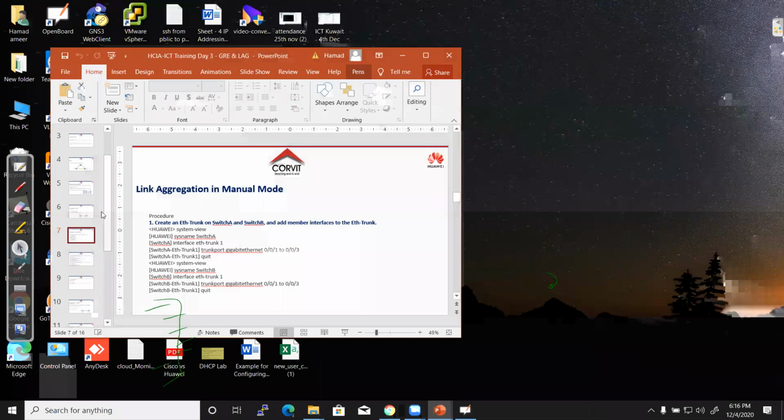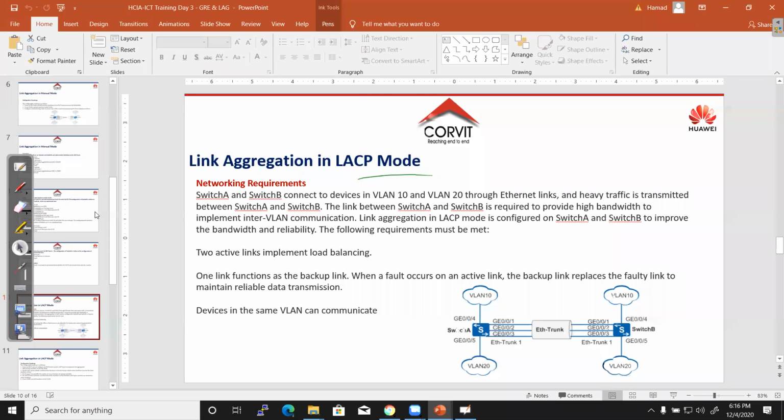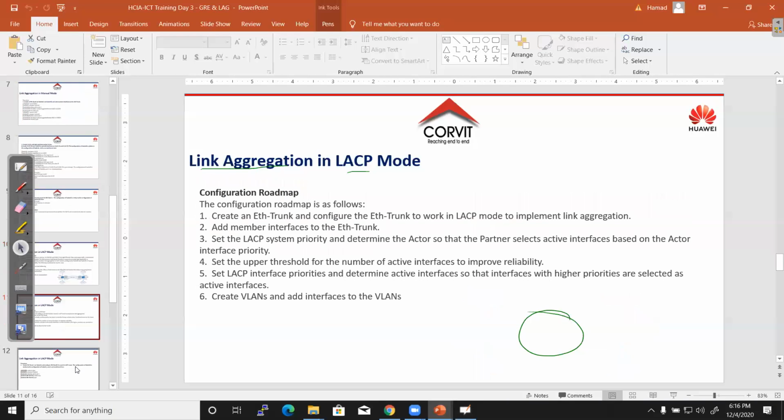So we have done this by configuring the manual mode, and we still have another way of doing the configurations, and that is LACP. LACP is a dynamic way to configure the link aggregation. The same scenario over here, but the requirement is different. And what's the requirement?